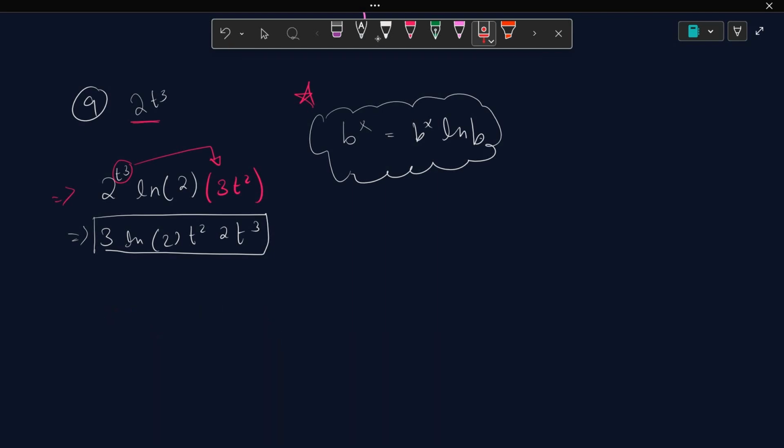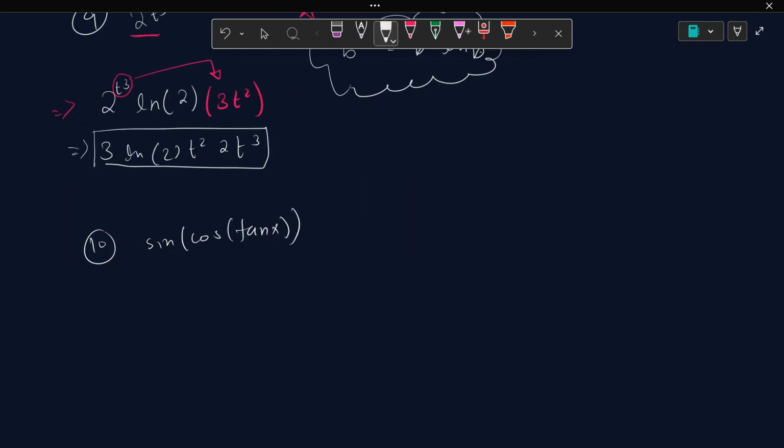Alright, so now let's move on and take the derivative of this expression right over here. So here you guys can see, you have your outer function as sine of something.